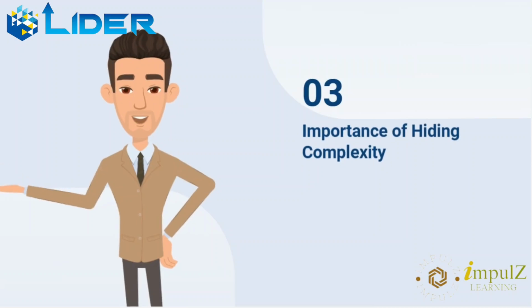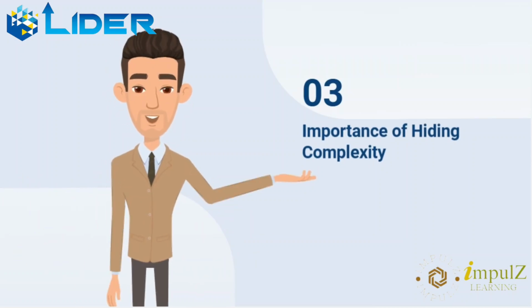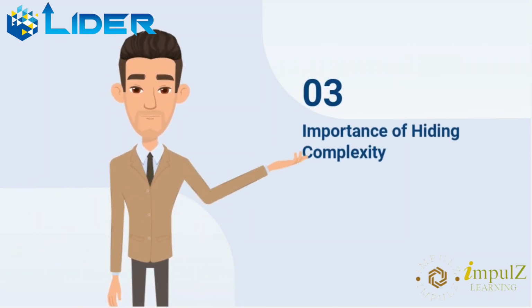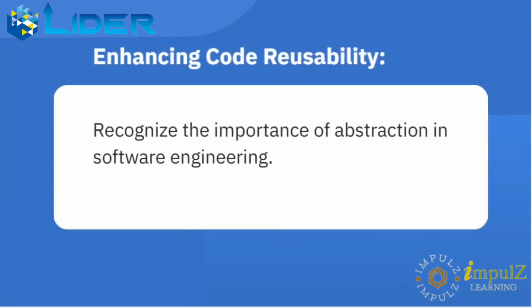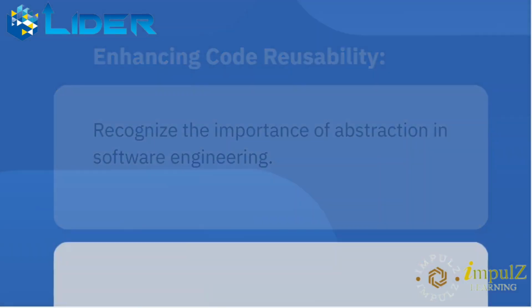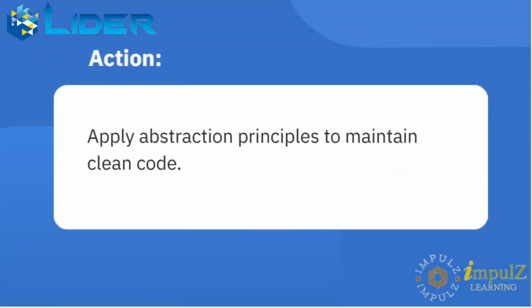Effective use of abstraction can significantly improve code organization. Enhancing code reusability. Recognize the importance of abstraction in software engineering. Action. Apply abstraction principles to maintain clean code.